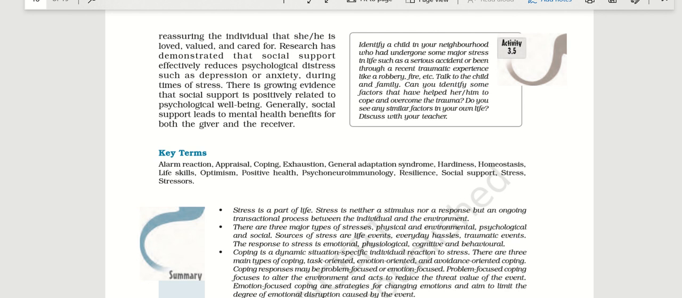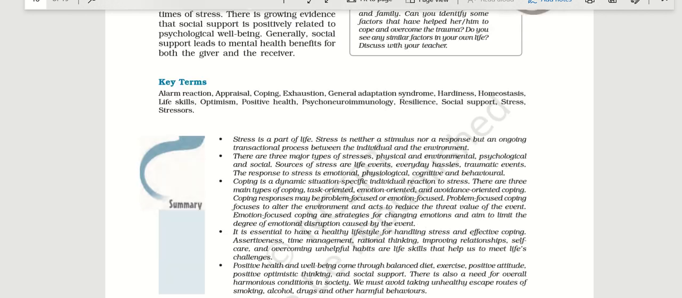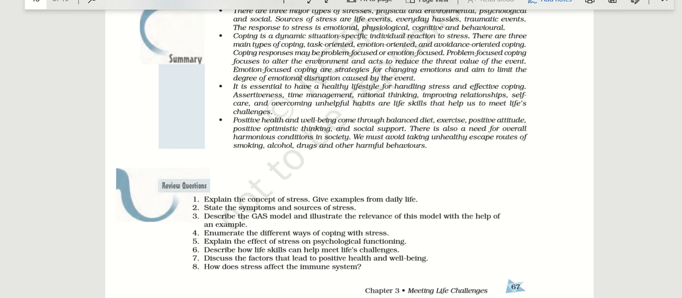Then we studied the coping strategies, how many types of coping strategies there are, and what emotion focused coping and problem focused coping are. Then we studied the hormones, which secretion of hormones leads to stress, and what psychoneuroimmunology is. So we have discussed all these things in this chapter.